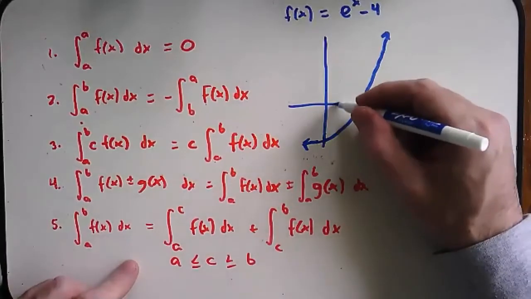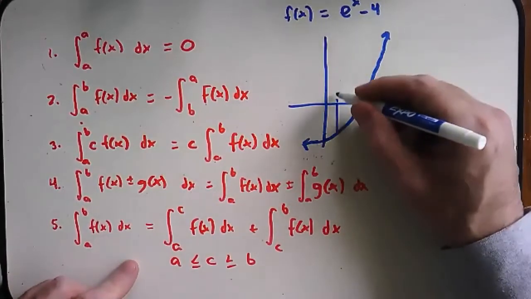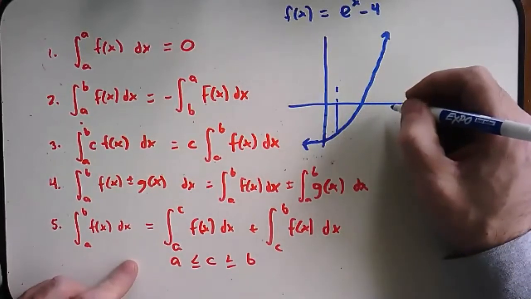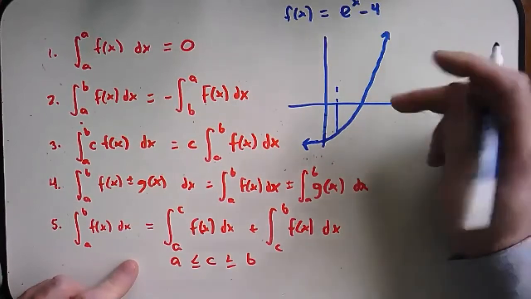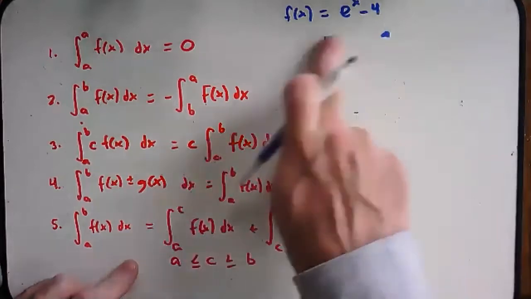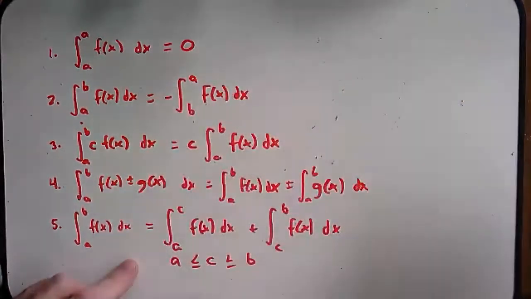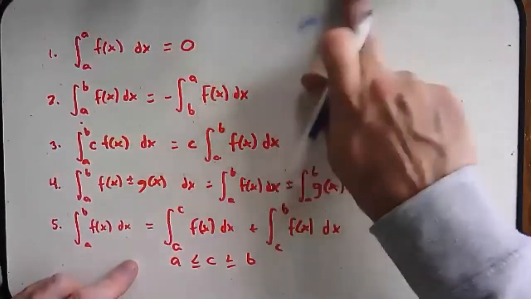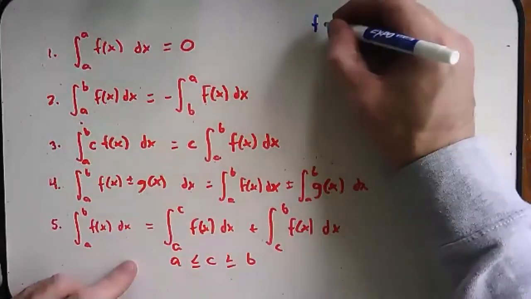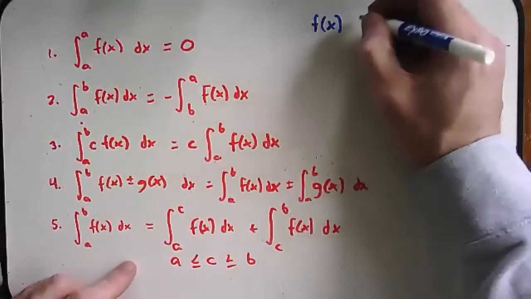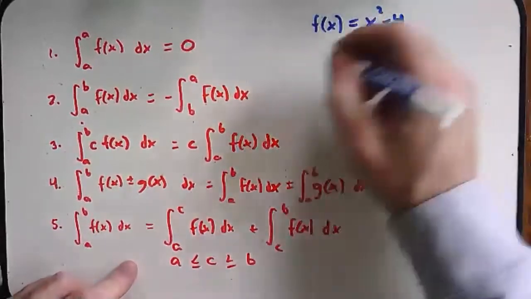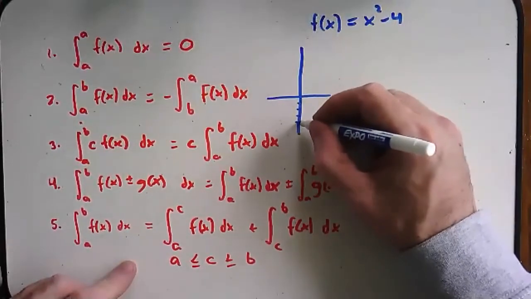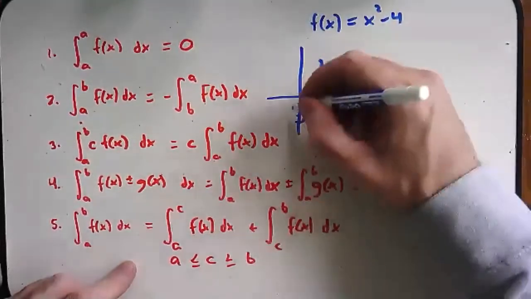So let's consider this problem. Actually, sorry guys, I want to make this a little bit easier. That's going to give us some tough natural log equations to solve. Let's make it a parabola. We'll make it simple. Let's do f of x equals x squared minus 4. Now we have a parabola that's been shifted down 4 units, so it looks something like this.